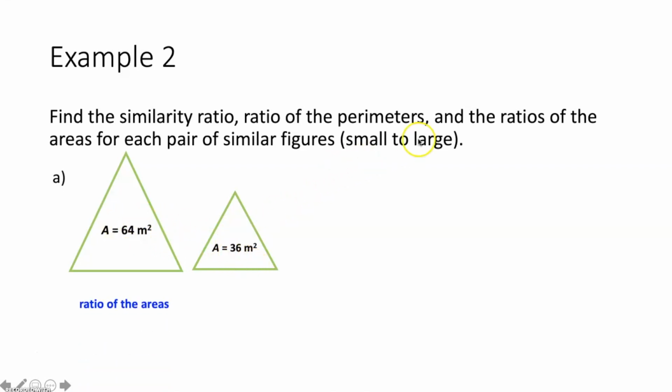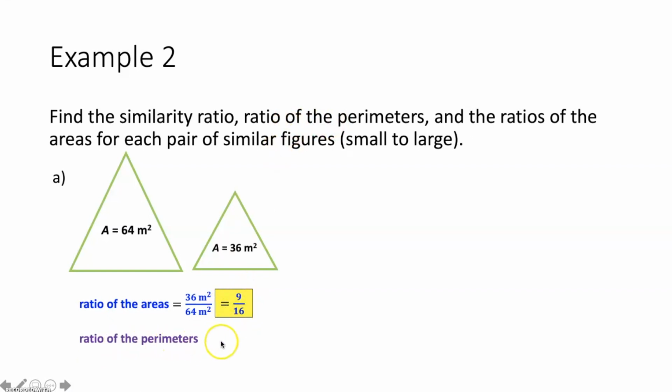So we're going from small to large, meaning we want the area of our smaller triangle in the numerator and the area of our larger triangle in the denominator. We then need to simplify this fraction. What is 36 over 64 simplified down to? That would be 9 over 16. So we have found the ratio of the areas, and we need to use that in order to now find the ratio of the perimeters.